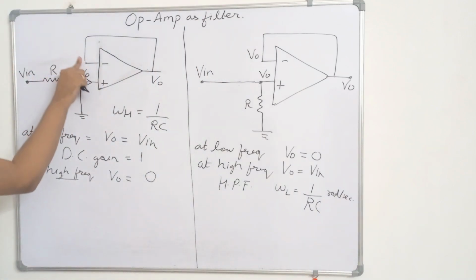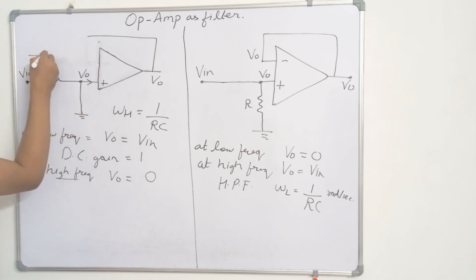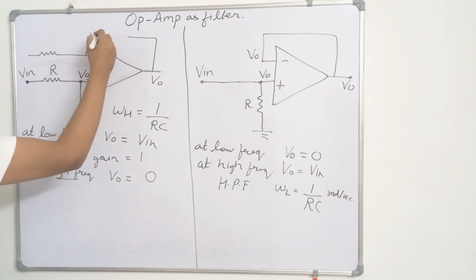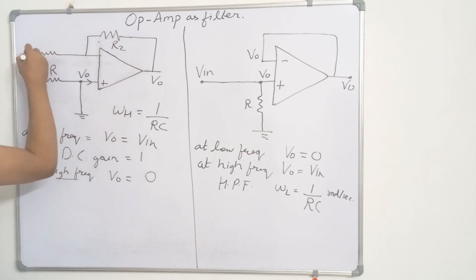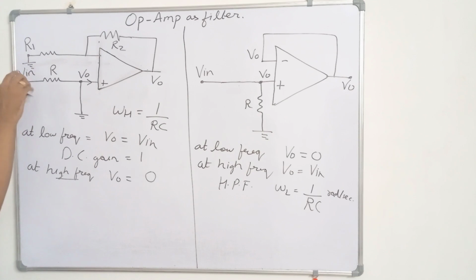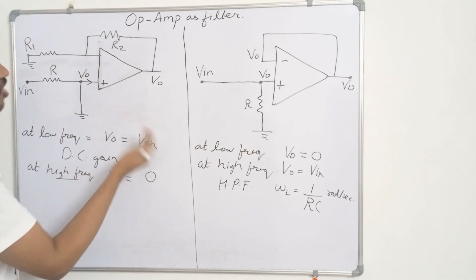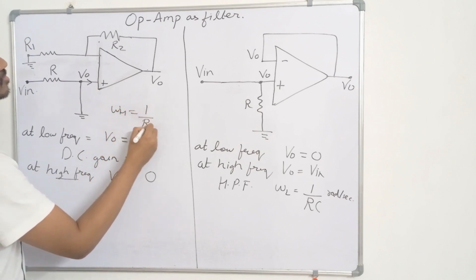Now I am making some changes in this figure. I am adding two resistances. This is R2, this is R1. It is grounded. This is your V in. So now some changes are made. Now in this figure we have omega h will remain equal to 1 upon RC. There is no doubt about that.